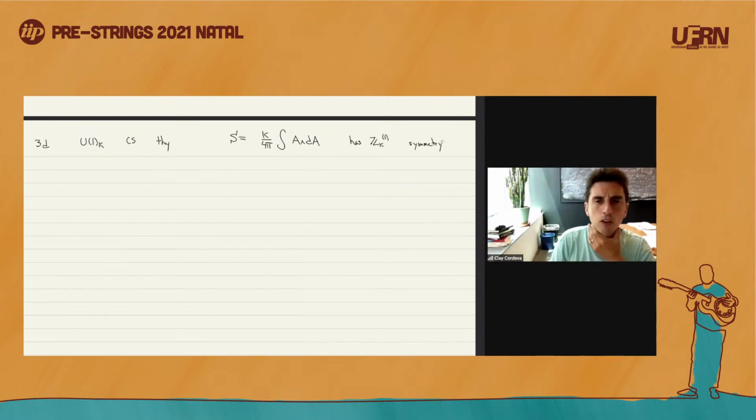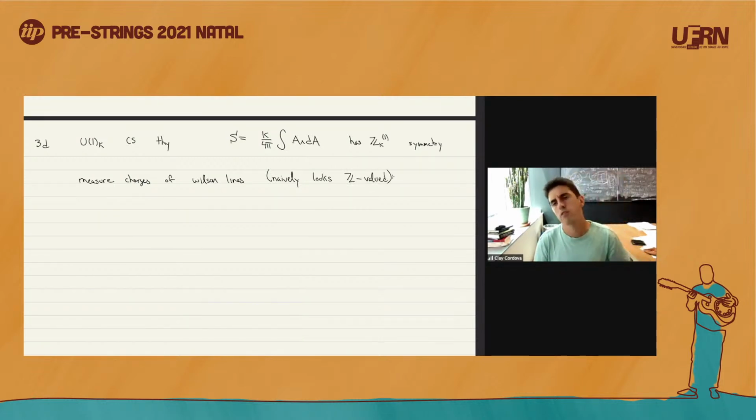Okay, so we'll go through this a little quickly. It's similar to the other examples that we've studied, but it's a good one to have in your mind. So why does this theory have the symmetry? Well, the first thing you could say is, I'll measure the charges of Wilson lines. Now, naively, this looks Z-valued. Right? Naively, we can have a Wilson line of any electric charge.